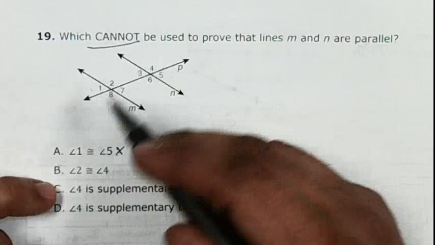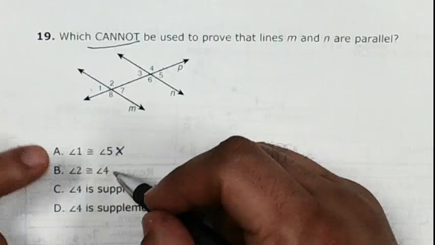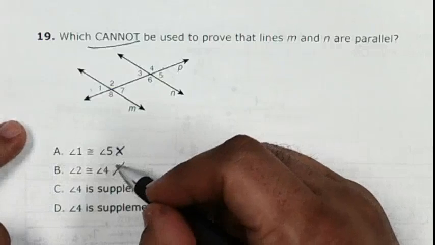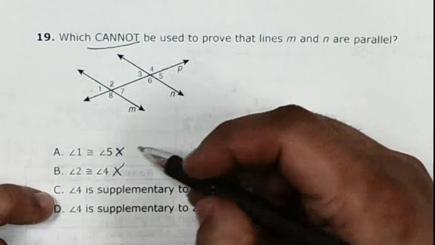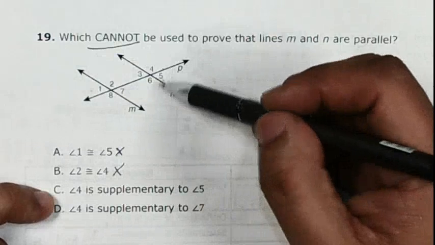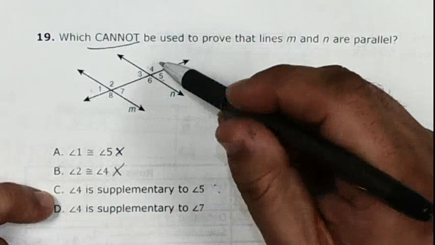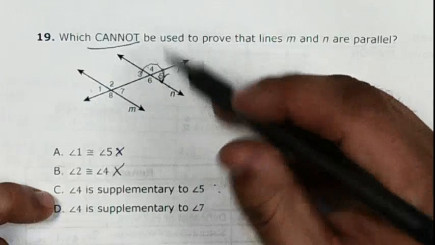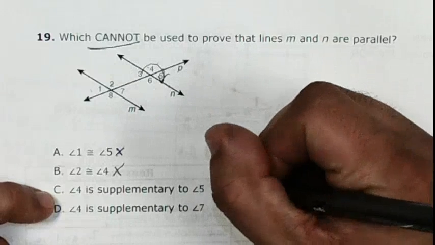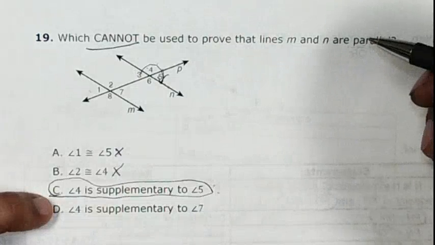2 and 4, those are going to be corresponding. And if those corresponding angles are congruent, then the lines are parallel. So that's not going to work as far as the cannot prove. 4 and 5, if 4 is supplementary to 5, that's not going to tell me if the lines are parallel. That's just going to tell me if I have a linear pair there. So this one would not be used to determine if the lines are parallel.